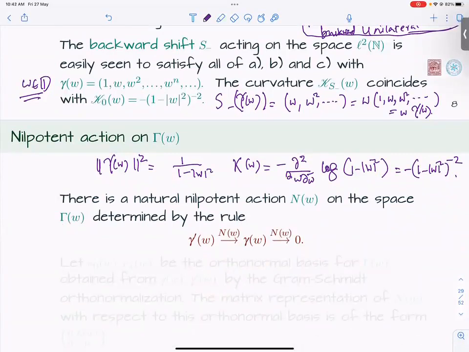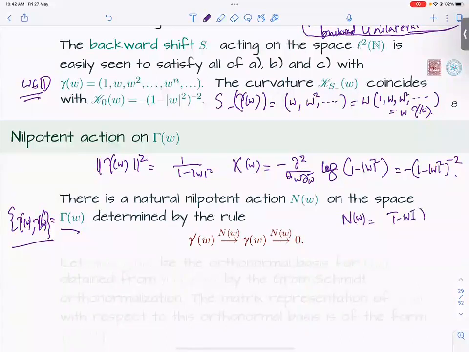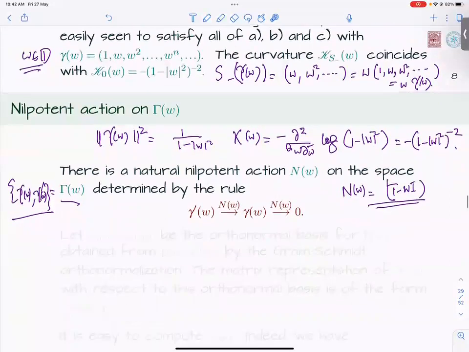Now let us come back to what we were discussing, namely a little bit of linear algebra. There is a natural nilpotent action N omega on the space gamma omega. Remember, what is this space? This is nothing but gamma omega together with gamma prime omega. Now N omega, which as we have said is T minus omega times the identity, as we have seen before, maps gamma prime omega to gamma omega. And of course N omega maps gamma omega to zero, because that is just an eigenvector.